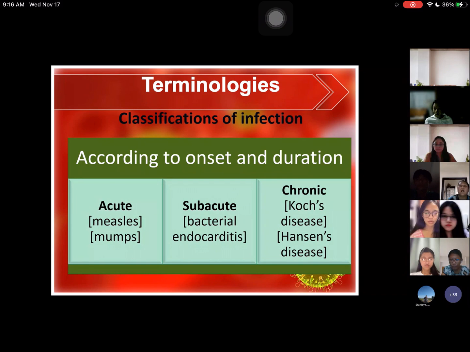Okay. Another classification of infection, this is according to onset and the duration of the infection. Okay, so we have the acute.